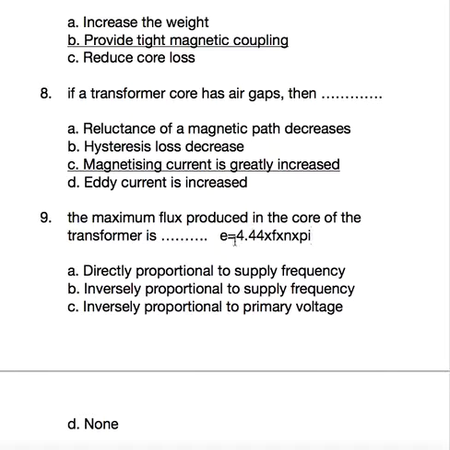Here we can see the maximum flux produced in the core of the transformer. This phi is the flux. If we rearrange this, phi equals E divided by 4.44 into F into N. So phi will be inversely proportional to the frequency. For this reason, the maximum flux produced in the core of the transformer is inversely proportional to the supply frequency. From the formula we can say that the answer is B.